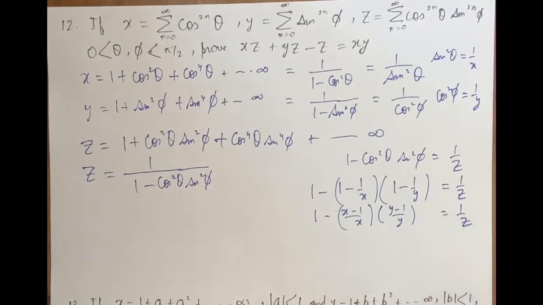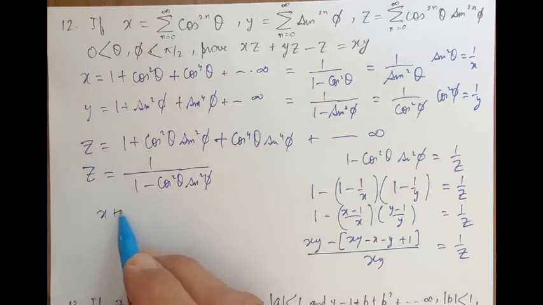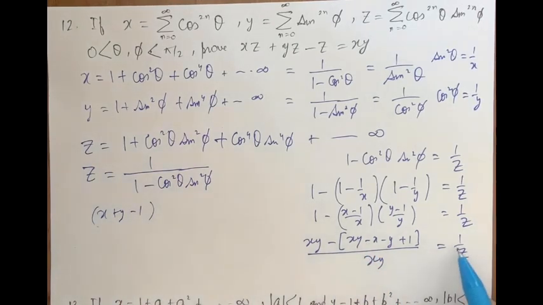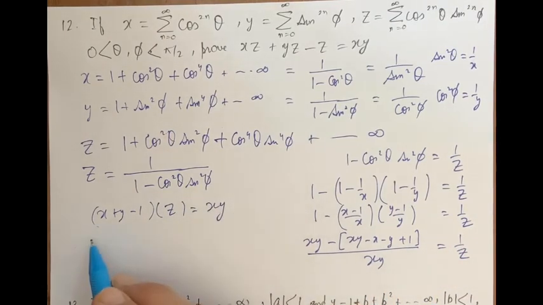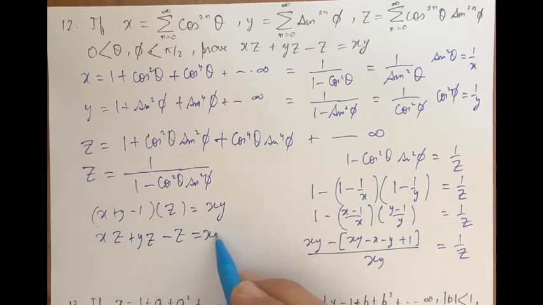This is equal to 1 by z. Taking LCM, this is xy minus bracket xy minus x minus y plus 1 and upon x into y. This is equal to 1 by z. We open the brackets, xy will cancel out with xy. We get x plus y minus 1. Multiply this by z. This is equal to 1 into xy. We cross multiply. This is xz plus yz minus z is equal to xy. Then this is what we wanted to prove.